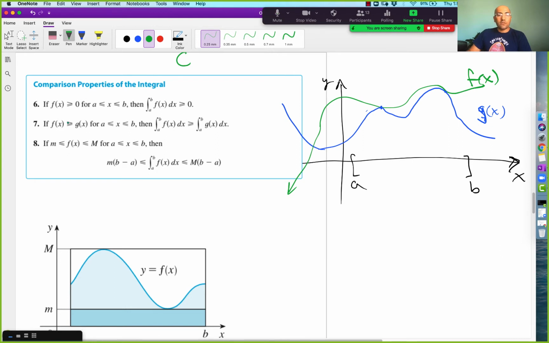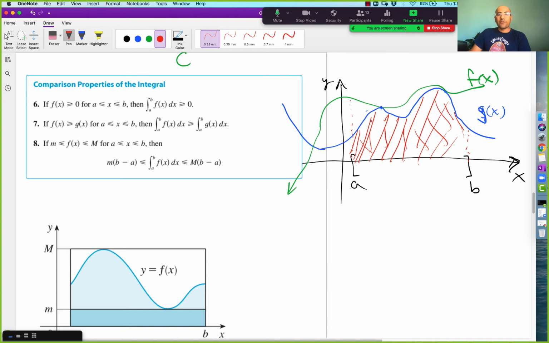Good. So as long as f of x is greater than or equal to g of x on this little segment from A to B, then it must be true that the integral from a to b of f of x is greater than or equal to the integral from a to b of g of x dx. Okay. So the area underneath the curve of the green one is always going to be greater than or equal to the area underneath the curve of the blue one. Right? Because we just said that it's always true.